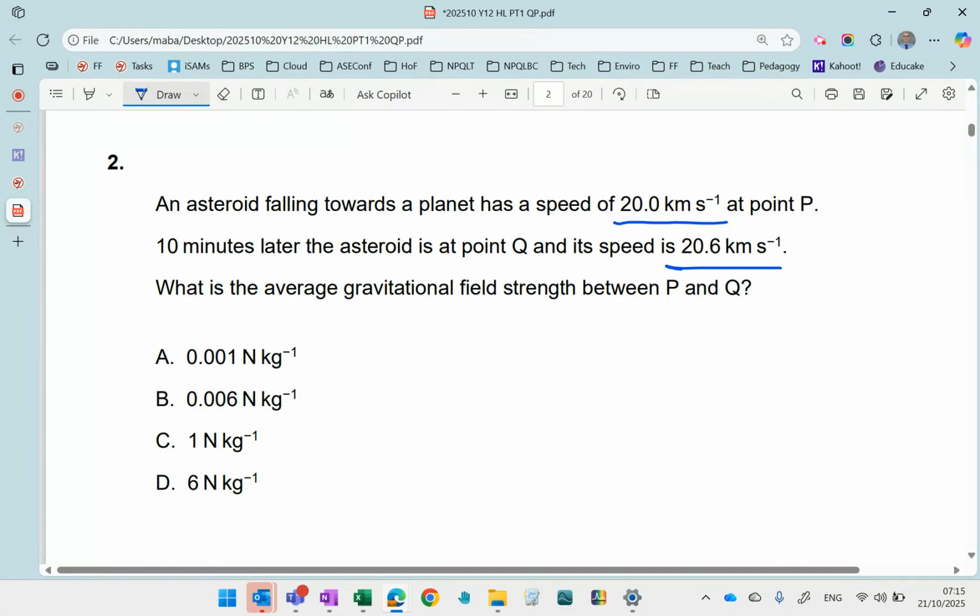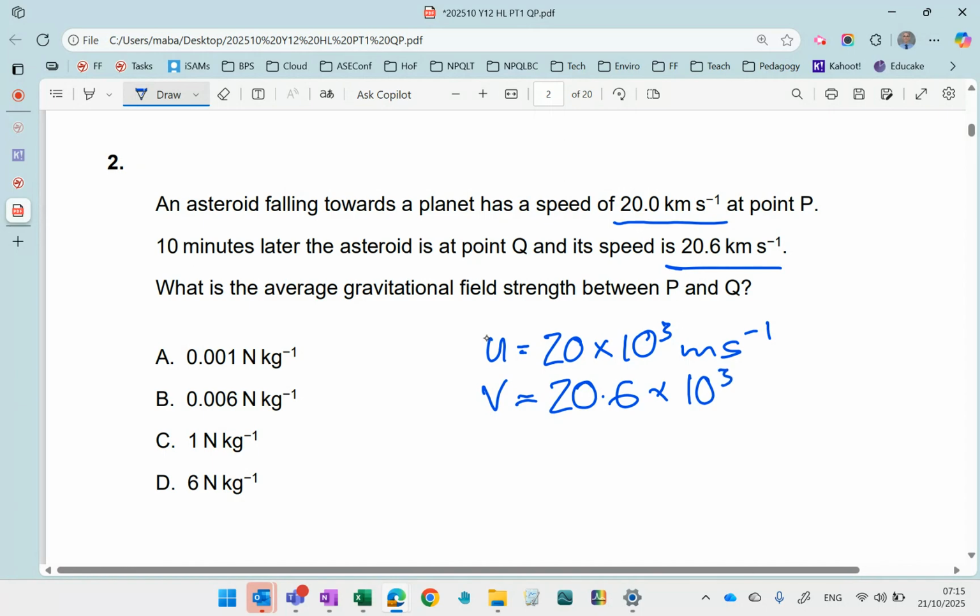If you've got no idea how to approach a question, just write down what the question tells you. So the initial speed here is 20 kilometers per second, and as always, we need to convert that into SI units. So that's 20 times 10 to the 3 meters per second. And then the later velocity is V, so that's the final velocity. And then we also know the time, and of course we need to convert that into seconds as well. So that's going to be 600 seconds.